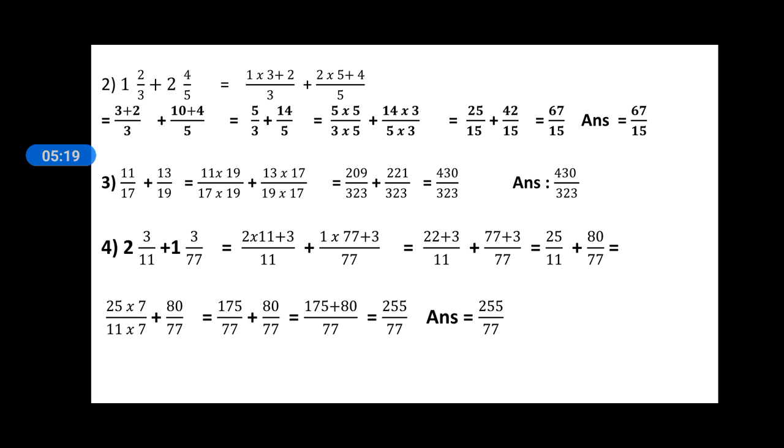Now you can see that the denominators are equal. That is 25 upon 15 plus 42 upon 15. That comes up to 67 upon 15. Answer is 67 upon 15. In the same way, you can do the third and the fourth sum.